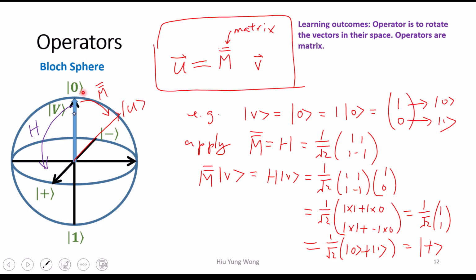But don't worry about how I label this. We will learn this later, right? No need to worry about why H is so special. This is the so-called Hadamard gate.